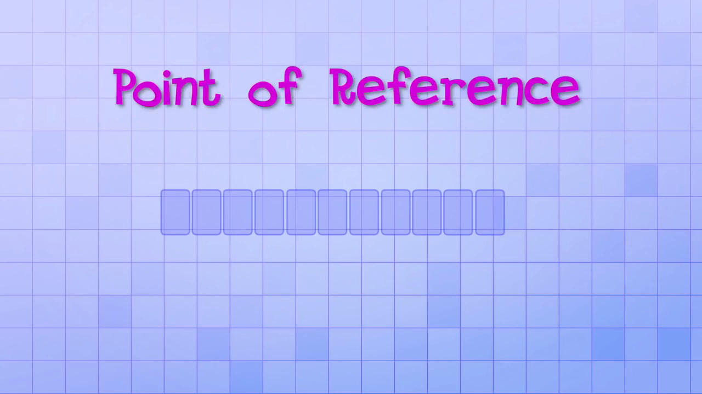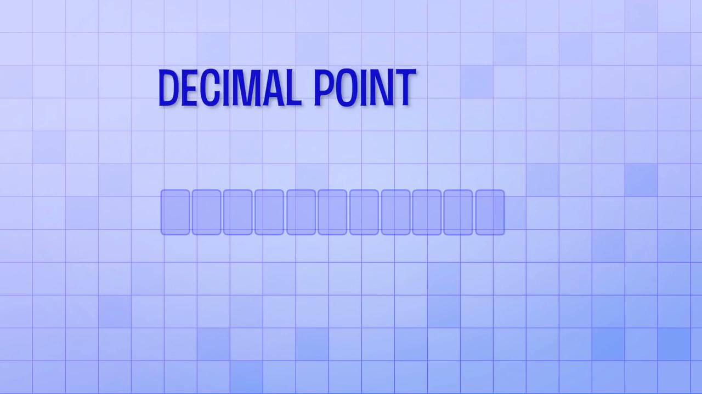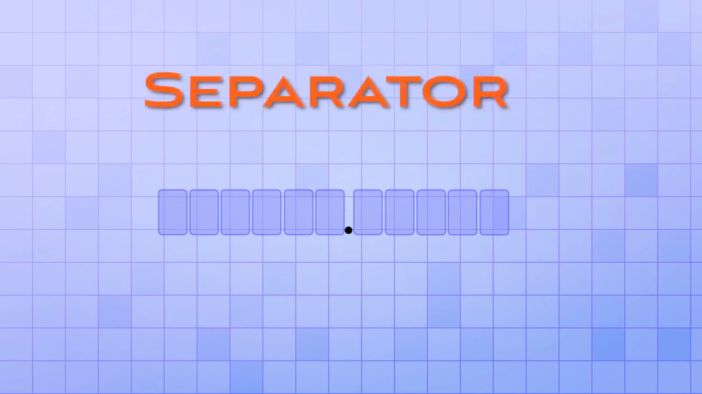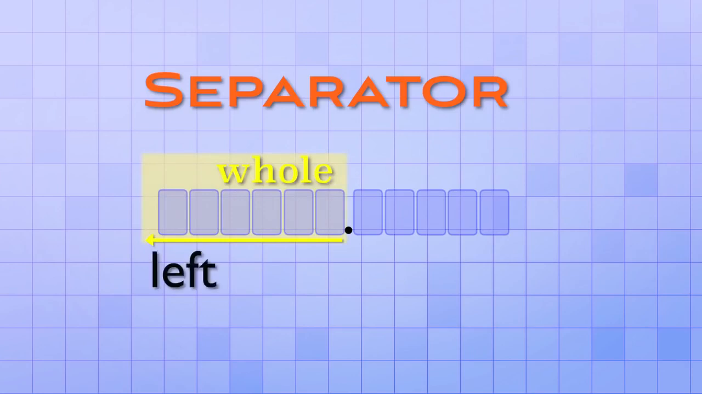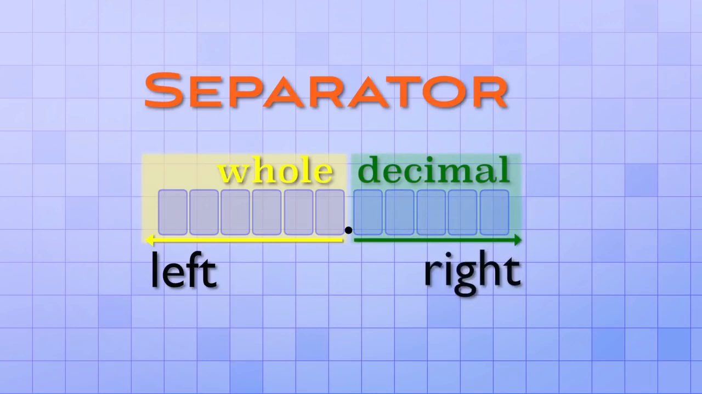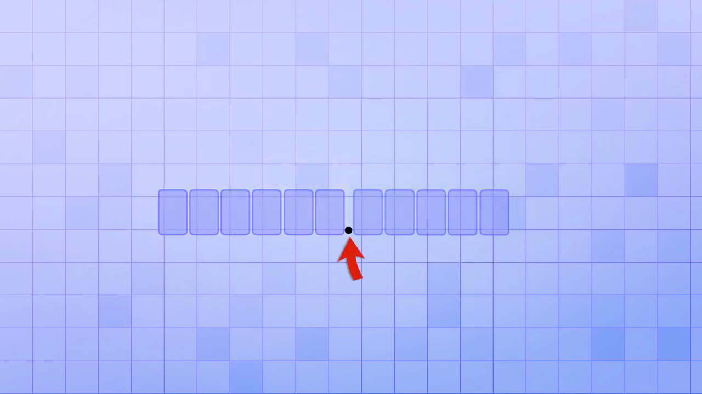And for that, we use a special symbol called the decimal point, which in the United States looks just like a period. Basically, the decimal point acts as a separator. It separates the number places that are used for counting whole values, which are on the left side of the decimal point, from the number places that are used to count fractional values, which are on the right side of the decimal point. And that's why you don't see a decimal point in every number.